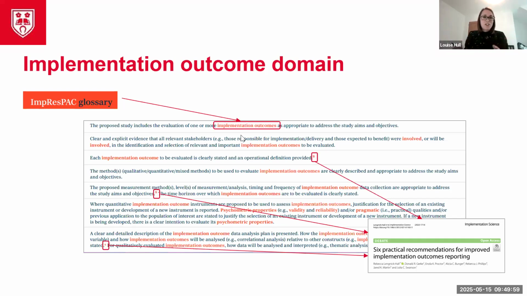There'll be a nice definition of what an implementation outcome is, and then it also directs you and signposts you to key papers relating to implementation outcomes. And then, as I said at the beginning of the talk, ImpResPAC domain items do incorporate guidelines and recommendations, and these are referenced throughout. So this is just an example from the implementation outcomes domain. As you can see, 3 of the domain items do incorporate 6 practical recommendations for improved implementation outcomes reporting.